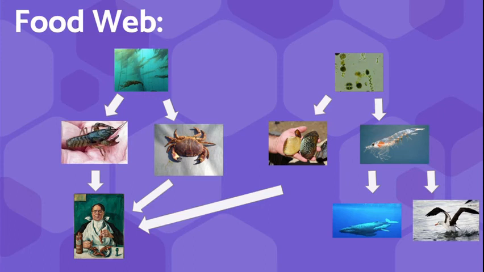To review, a food web is overlapping food chains. Another way to show and demonstrate the transfer of energy throughout these food chains in an ecosystem is with an energy pyramid. And we will review that in the next video.